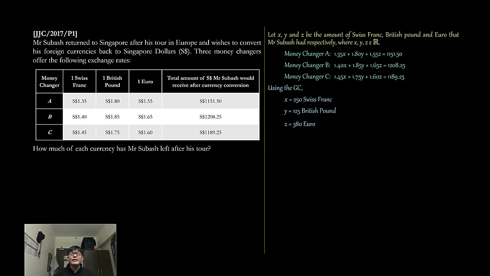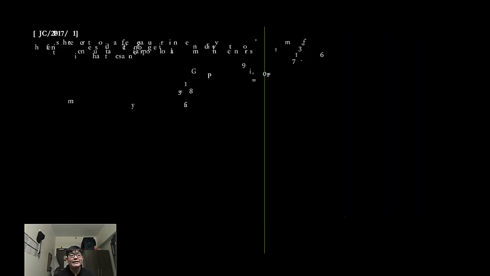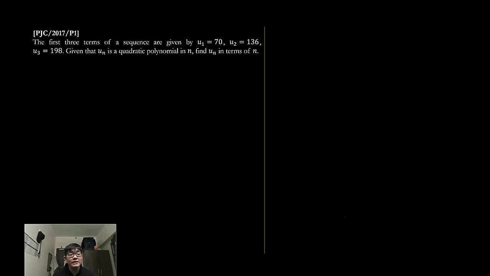Now, let's take a look at another question. This time it is from Pioneer Junior College. The question says that the first 3 terms of a sequence are given by u1 equals 70, u2 equals 136, and u3 equals 198. It is given that un is a quadratic polynomial in n. Find un in terms of n.